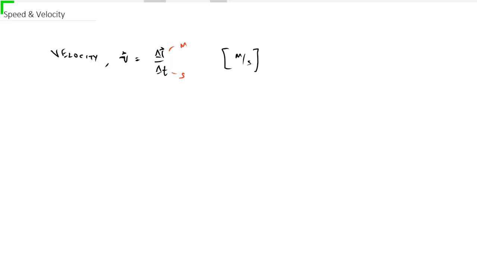And it's a vector quantity. So to fully describe velocity, we need both a direction as well as a magnitude. For instance, 30 miles an hour east would be a velocity.